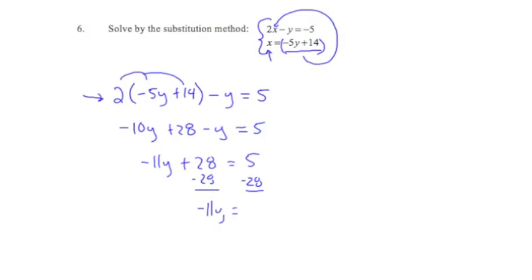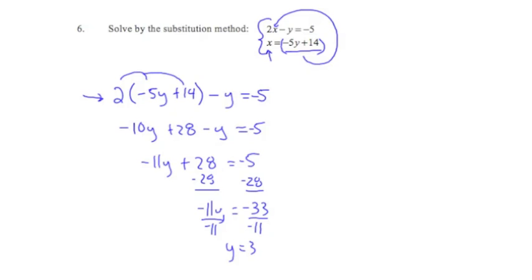And sorry, I made a mistake here when I was writing this equation. This was supposed to be a negative 5. Negative 5, negative 5. So now when I combine that negative 5 and that negative 28 together, that's going to give me a negative 33. And now I'm going to divide both sides by negative 11. And so then I get y is equal to a positive 3.